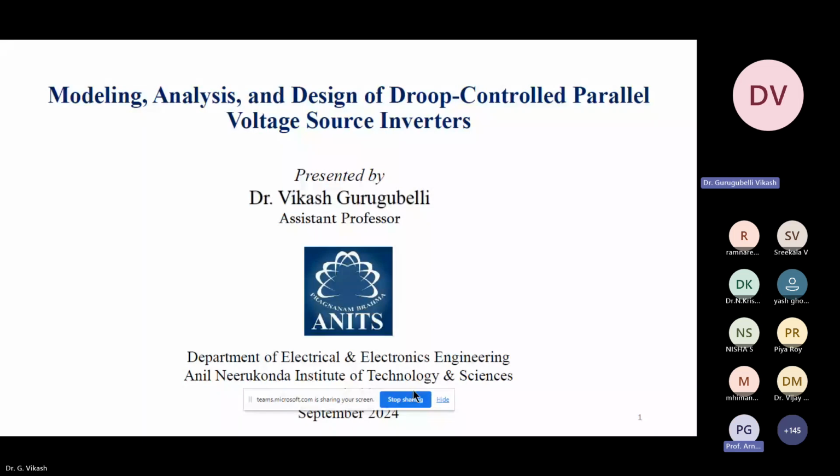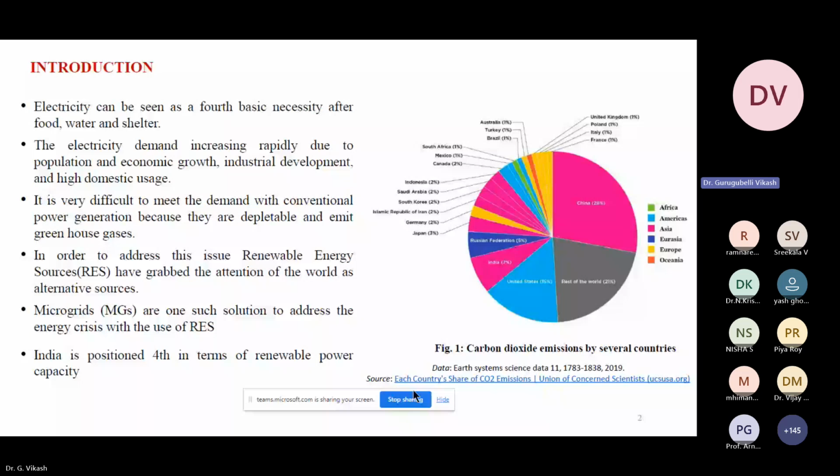And coming to the introduction, the electricity demand is increasing day by day due to several reasons: economic growth, industrial development, and high domestic use. And it is very difficult to meet this demand using conventional power generation because they are depletable and they emit greenhouse gases. So, in order to address this issue, renewable energy sources play the key role. By using renewable energy sources, we can meet this demand.